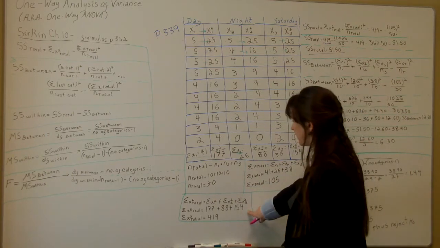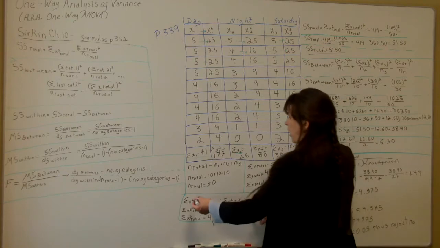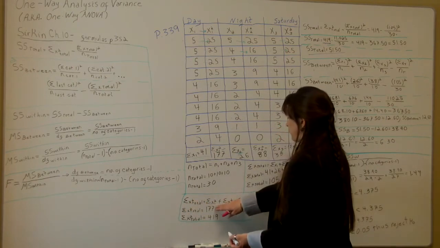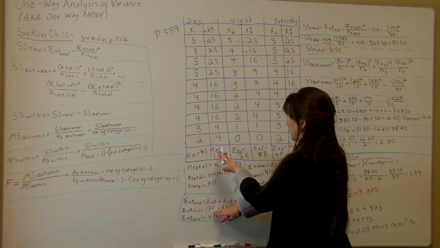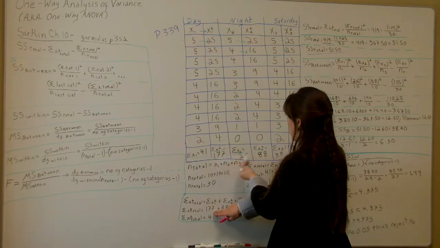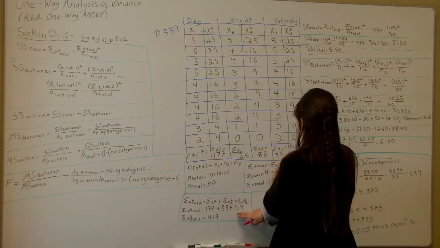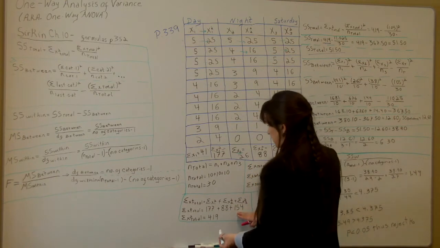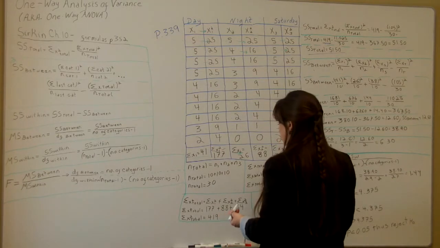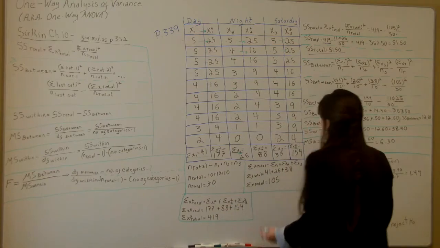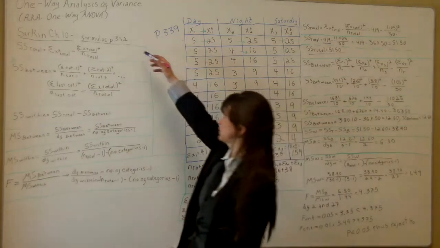The next thing we do is add together our summation x squared total. Your first set of data, your summation x squared, is 177, plus your second set of data is 88, plus 154 for your third set of data. We add all those together: 177 plus 88 plus 154 gives us 419. Now we're ready to go on to the formulas you see here on the left.